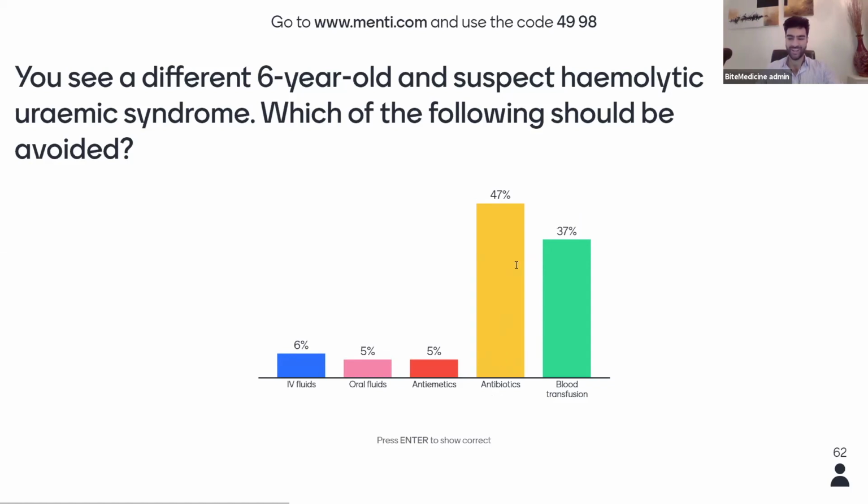Someone said because it's right. Oh yeah, that is true, it is right. Because if you give the patient antibiotics, you're going to release more toxin.